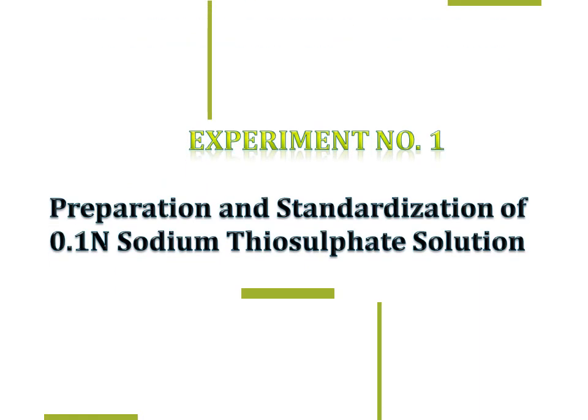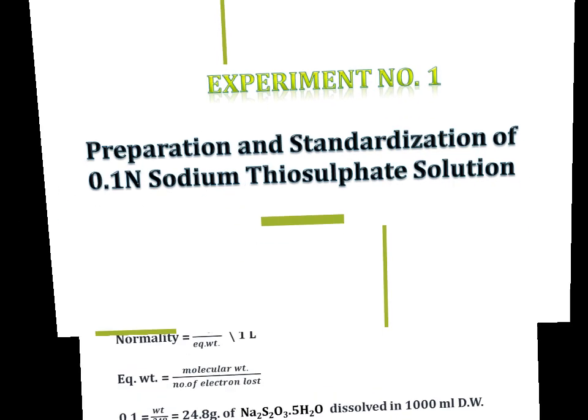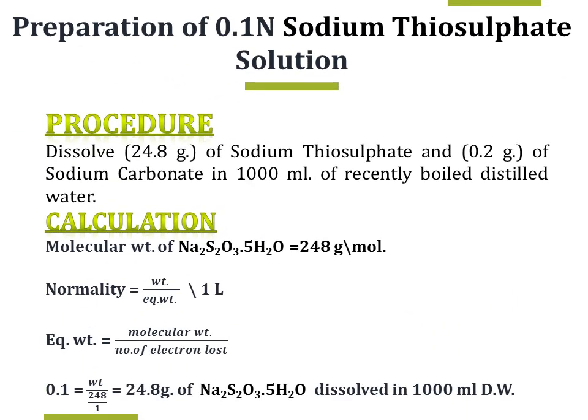Our experiment today is the preparation and standardization of 0.1 normal sodium thiosulfate solution. إذن هنقسم experiment into two parts. Part 1: Preparation of 0.1 normal sodium thiosulfate solution. Procedure: dissolve 24.8 gram of sodium thiosulfate and 0.2 gram of sodium carbonate in 1000 ml of recently boiled distilled water.